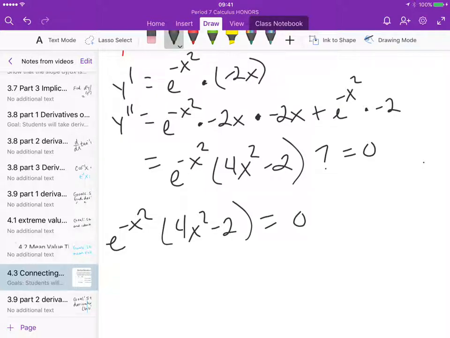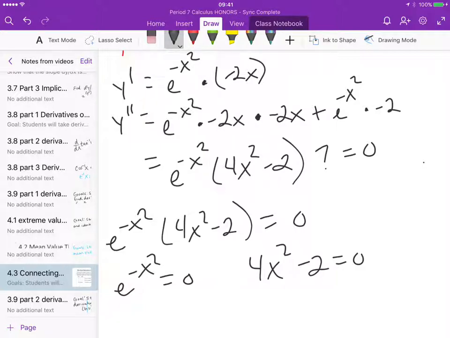Just like in any other problem, we would set both factors equal to 0. So e to the negative x squared equals 0, and 4x squared minus 2 equals 0. One thing we have to know about the exponential function is that e to the negative x squared is always going to be positive, because it is a squared function. So now we need to figure out when 4x squared minus 2 equals 0, because that's what's going to cause our entire function to be 0 as well.